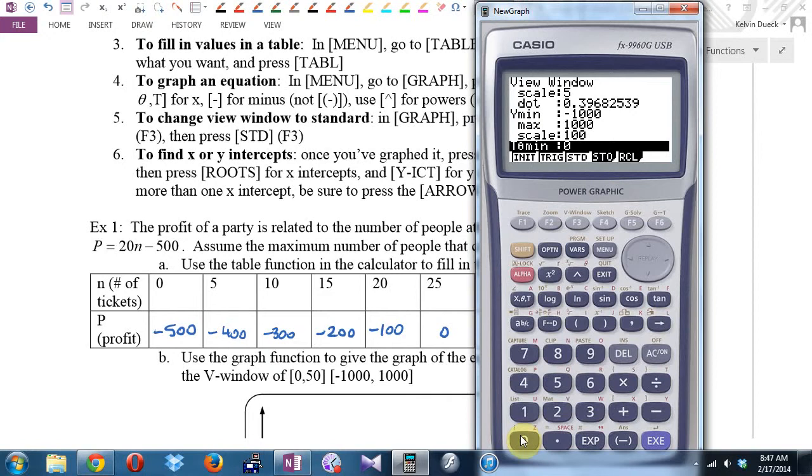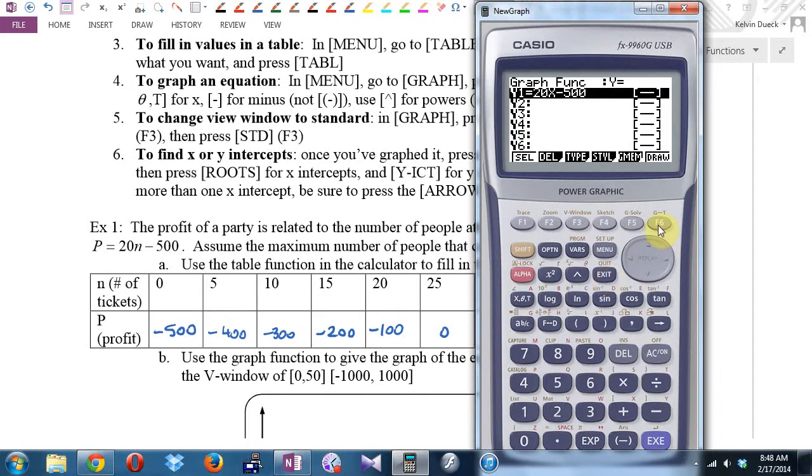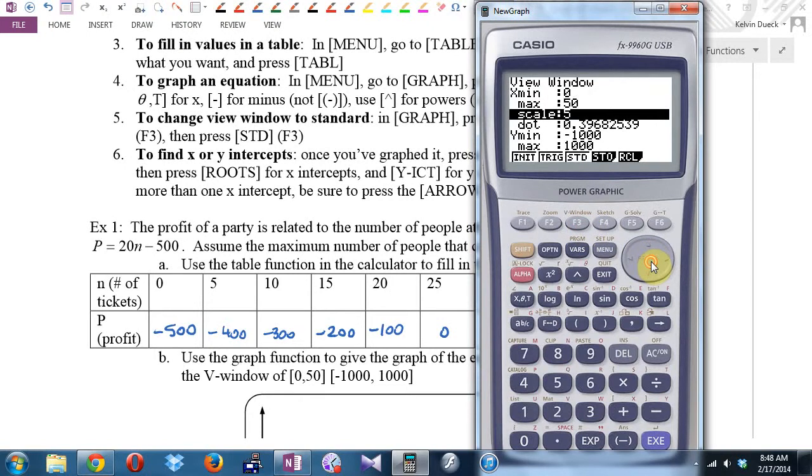Okay? We have changed our view window to match the parameters that they gave me in these square brackets. So now if I hit exit, that's this button here, and draw, oh, condition error. Did I type something wrong, Mr. Dueck? 0 to 50. I don't want any of that. 0 to 50, scale 5.